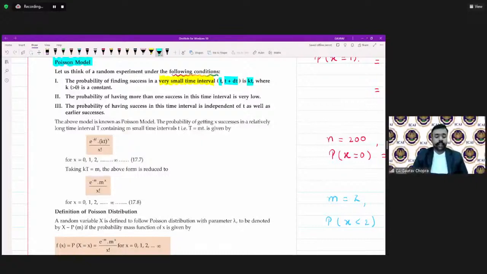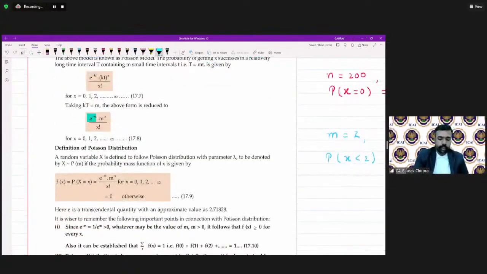Then second, the probability of having more than one success in this time interval is very low. And the third one, the probability of having success in this time interval is independent of t. Probability is always independent of time as well as the earlier success, because it doesn't matter with the past, customers can arrive anytime. So it is basically independent. Based on this, we have discussed this formula for probability.